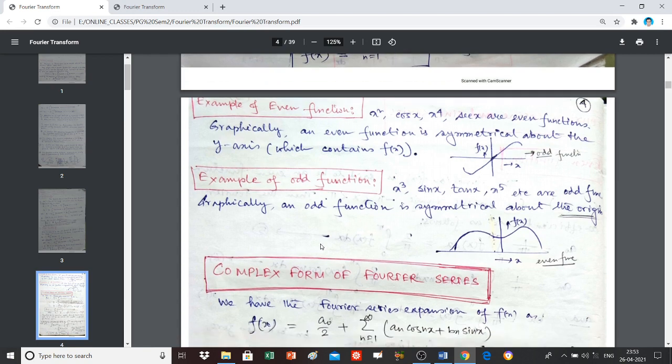Now examples of odd functions are x, sin x, tan x, x to the 5, etc. And this is the representation of an odd function against x. In case of an odd function, the function is symmetrical about the origin, that is here.